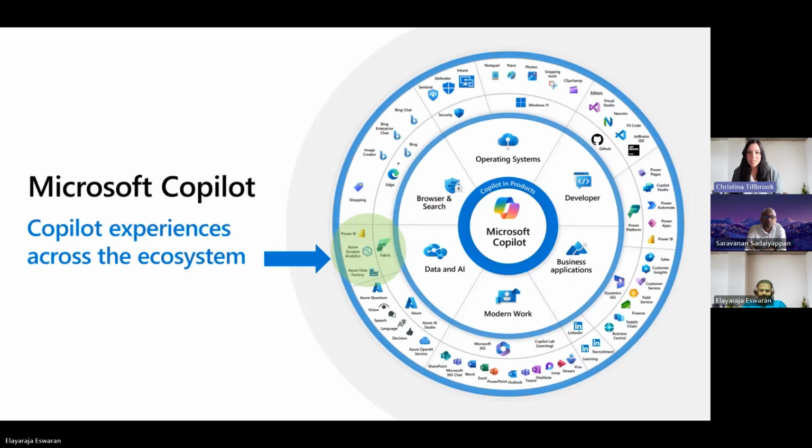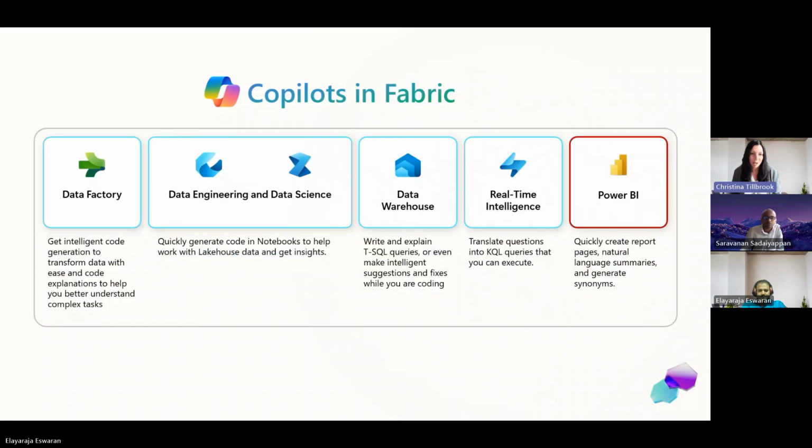Microsoft has data and AI, modern work, business applications, developer, operating systems, browser and search. And you can see there's copilots on top of copilots. We're focusing on that green circle right there where we've got Fabric. And we have several copilots that are listed here. But if we go on to the next slide, we're going to see exactly how many Fabric offers. And that's what our series is really all about.